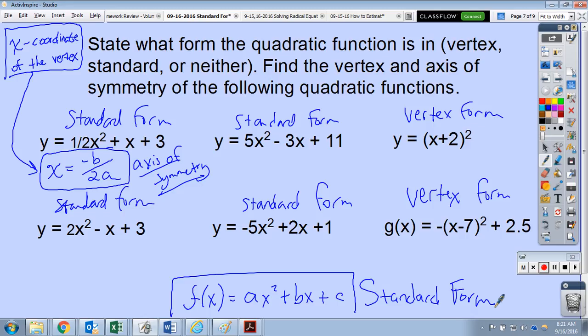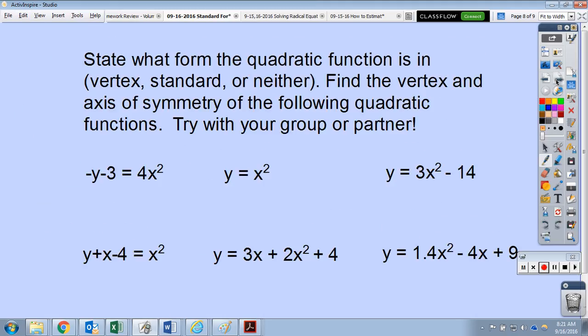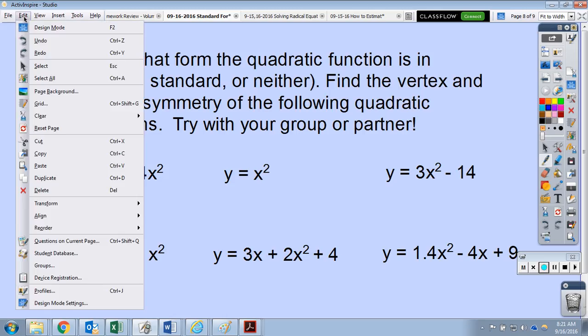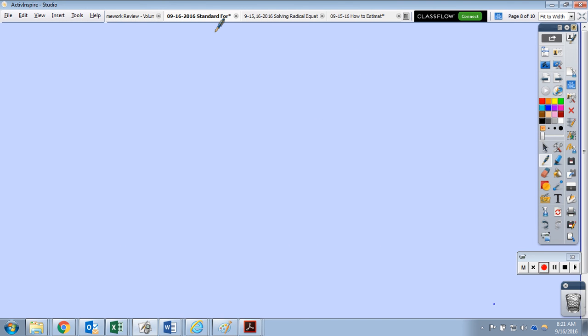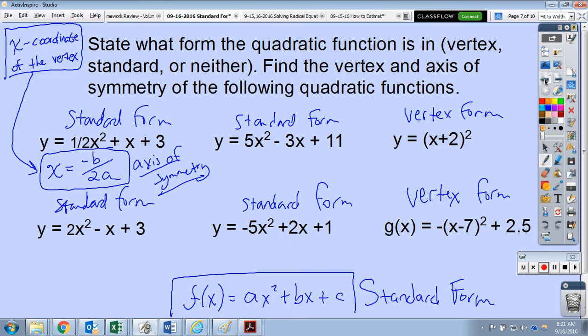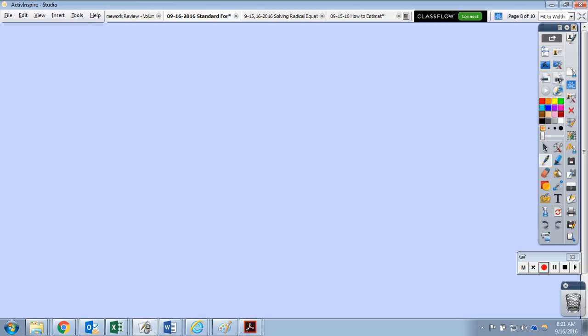I hate to cram this up, but I'm going to turn the page. y equals 1/2 x squared plus x plus 3.